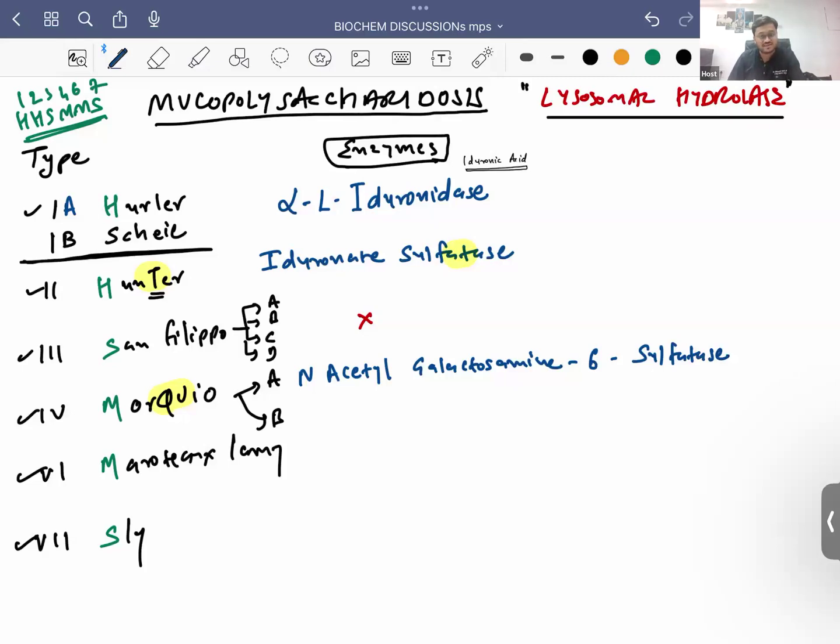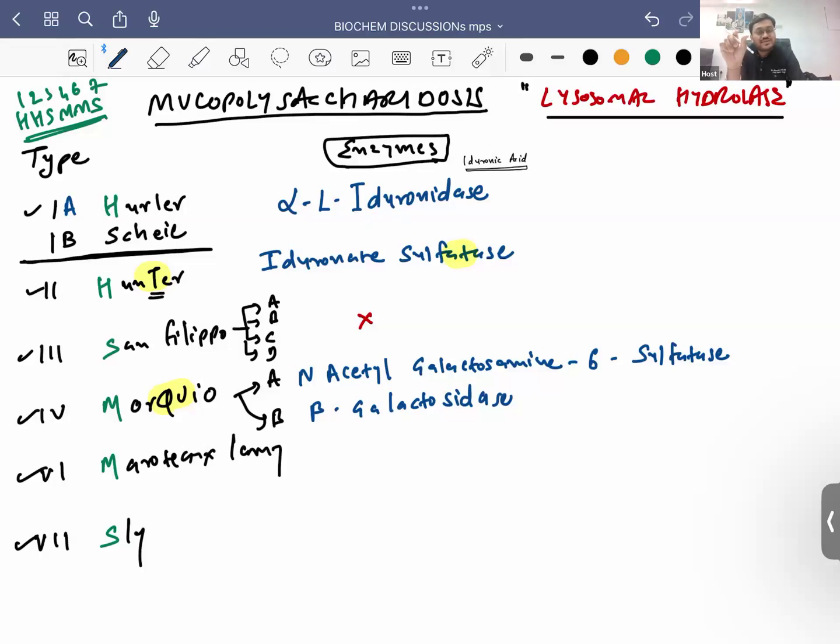N-acetyl galactosamine 6 sulfatase for type 4A, and for type 4B it is beta galactosidase. Now, how are we going to remember all these things in the exam? As I already told you, you don't have to mug it up. There are certain tricks that help us in remembering the names.